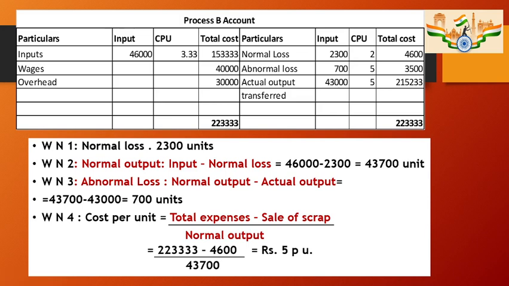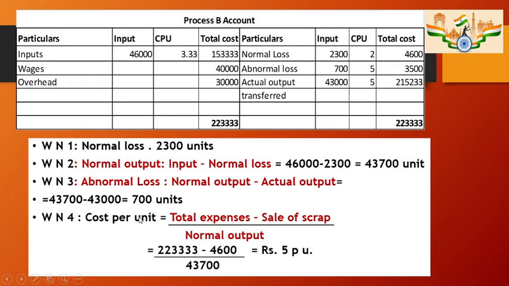But in process B the actual output is 43,000 units. So there will be an abnormal loss. ಇಷ್ಟು ಆಗಬೇಕಾಗಿತ್ತು, ನಾರ್ಮಲ್ ಔಟ್ಪುಟ್ ಇಷ್ಟು ಆಗಬೇಕಾಗಿತ್ತು ನಾರ್ಮಲ್ ಲಾಸ್ ಕಳೆದ ನಂತರ. ಆದರೆ ಆಗಿದ್ದು 43,000 ಅಷ್ಟೇ ಯೂನಿಟ್ಸನ್ನು ಮ್ಯಾನುಫ್ಯಾಕ್ಚರ್ ಮಾಡಿದೆ ಪ್ರೊಸೆಸ್ ಬಿನಲ್ಲಿ. ಸೊ ಅದಕ್ಕೆ ನಾವೇನು ಮಾಡ್ತೀವಿ, ಅಬ್ನಾರ್ಮಲ್ ಲಾಸನ್ನು ಕಂಡು ಹಿಡಿತೀವಿ. ಅದಕ್ಕೆ ನಾರ್ಮಲ್ ಔಟ್ಪುಟ್ ಮೈನಸ್ ಆ್ಯಕ್ಚುಯಲ್ ಔಟ್ಪುಟ್. 43,700 minus 43,000, 700 units is the abnormal loss.